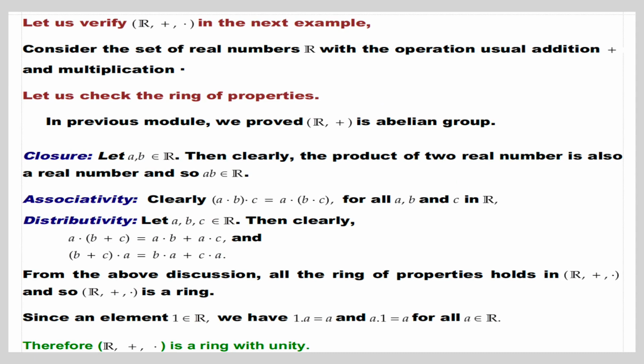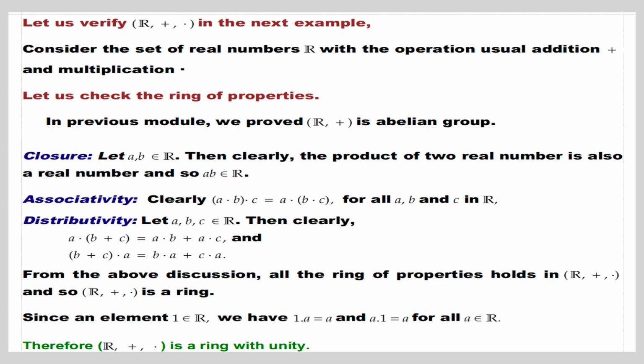Let us verify real numbers with usual addition and multiplication in the next example. Consider the set of real numbers with the operations usual addition and multiplication. Let us check the ring properties. In the previous module, we proved real numbers under usual addition is an abelian group. Next, we verify the closure property. Let a, b belong to R. Then clearly the product of two real numbers is also a real number, and so ab belongs to R.